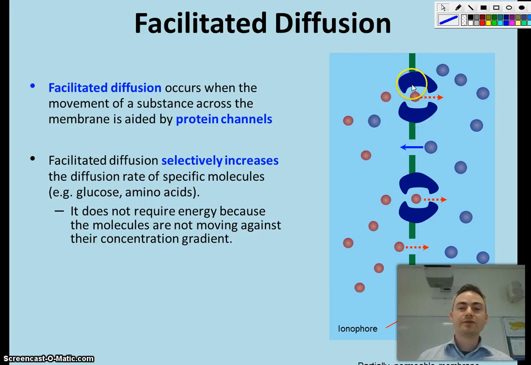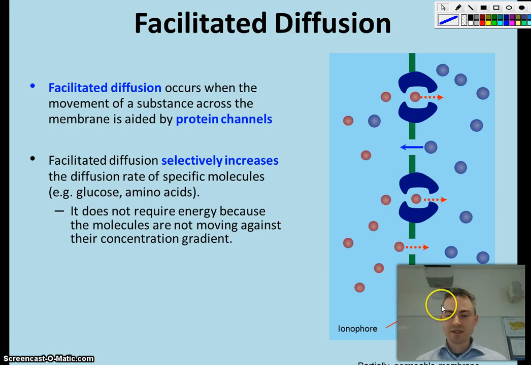These protein channels are selective in what they allow to pass in and out of the cell though. They do that by having a specific shape, a specific structure that will only allow certain molecules to pass in and out. The cell doesn't want everything getting in and out of these channels, only certain things. The cell will often use these channels for glucose and amino acids. Again, this doesn't require energy because molecules move with their concentration gradients. It does require these protein channels though.